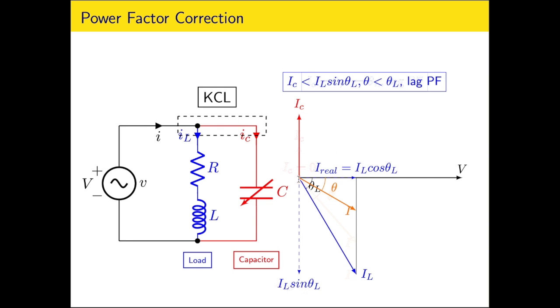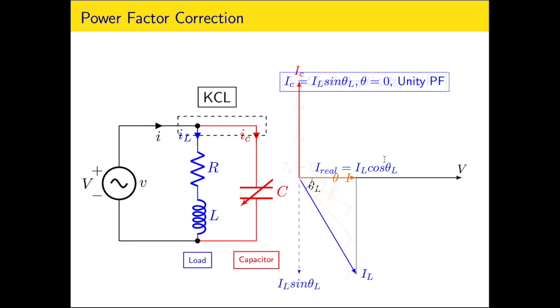Now let us increase the compensation such that the IC value is increased. Now we will see that IC is still not equal to the IL sine of theta L. Because of similar discussion, this current I drawn from the supply will also be of lagging nature. However, theta has improved considerably in comparison to the previous case, because the IC value is now more. Still, the IC is lower than the IL sine of theta L. So theta is reducing, and the cosine of theta will be improving. So that will be an improvement in the power factor. Likewise, the real power is not changing as such.